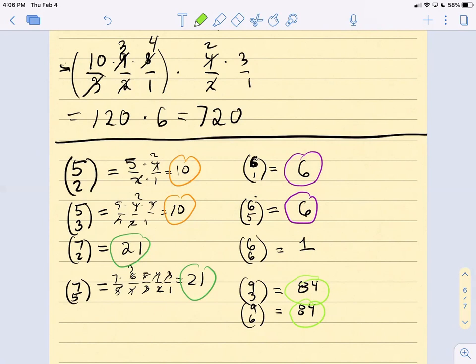Do you want to try some other ones that might be the same? Like how do we know ahead of time that they're going to be the same? What do you guys notice about the pairs that are the same? And it's a very simple pattern, actually. Any ideas? Anyone see it? What about the numbers?